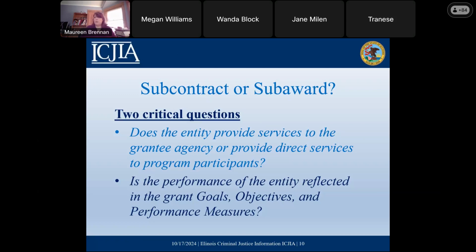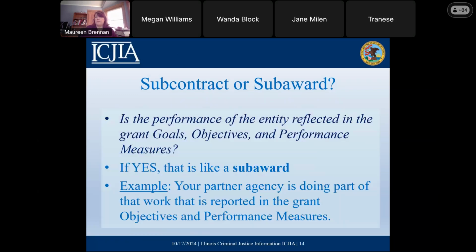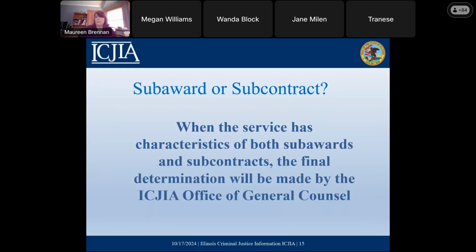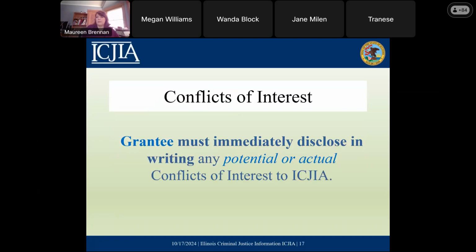What other questions do you have, Meg? I am a single member LLC. In the case where independent contractors are hired to fulfill a role such as facilitator, are they considered subcontractor or subaward? Let's hold on to that question because I'm going to walk through a couple of different scenarios for subcontracts, and we'll talk about that in a few slides.